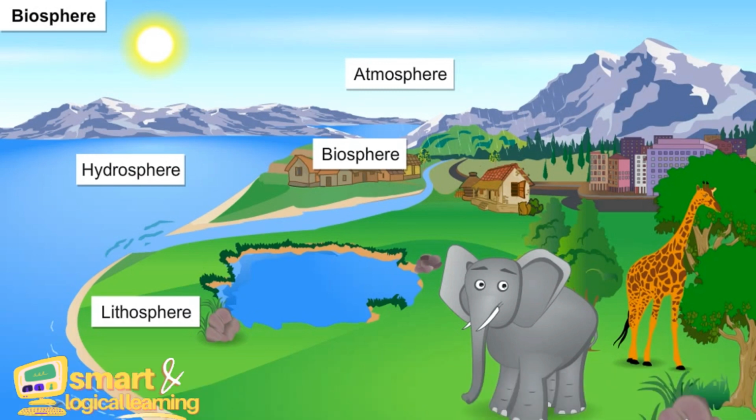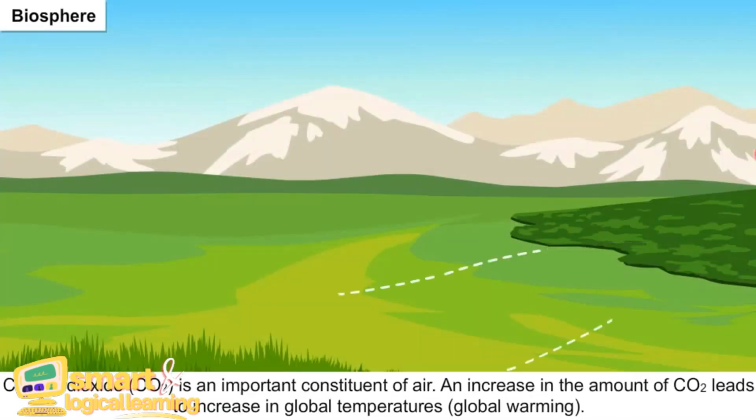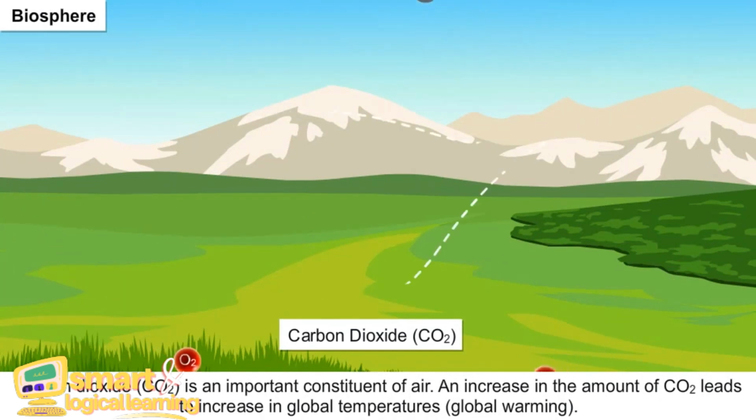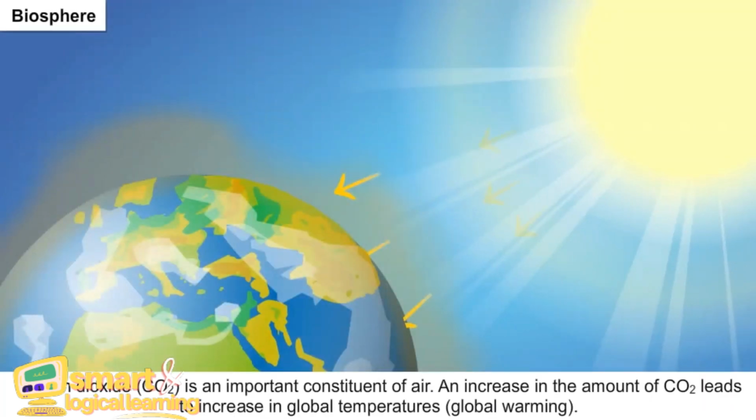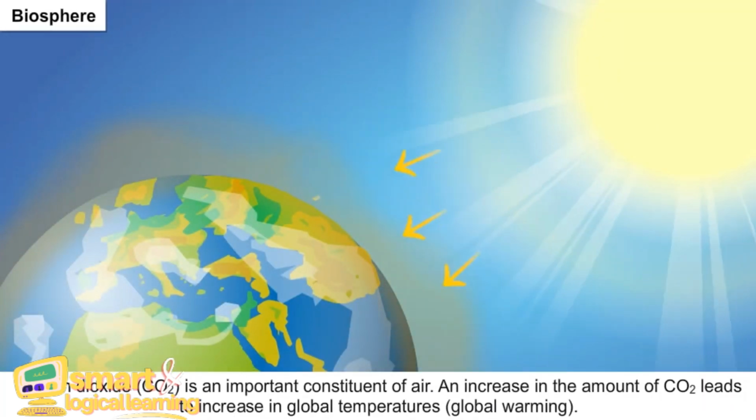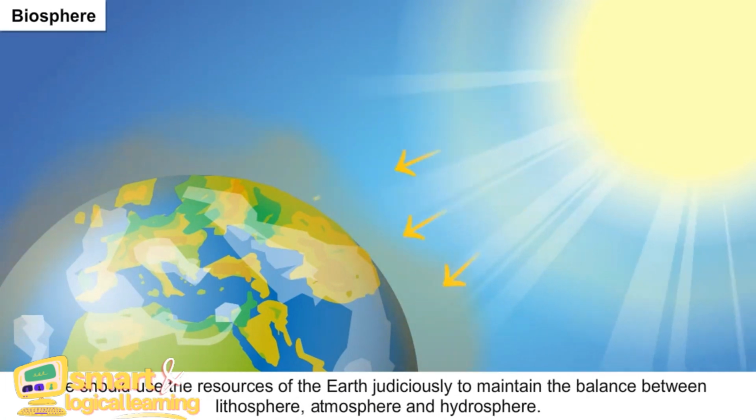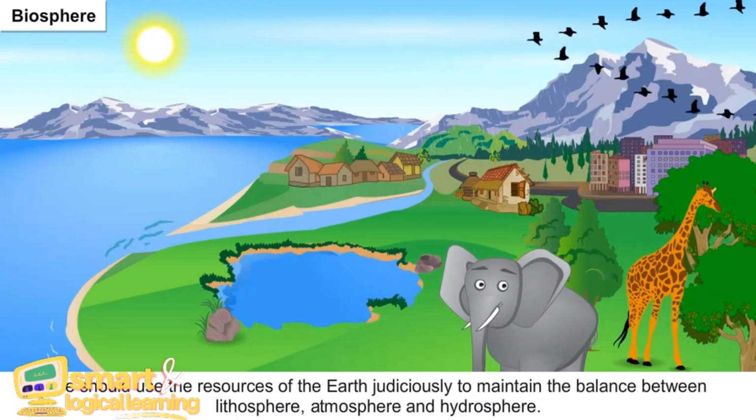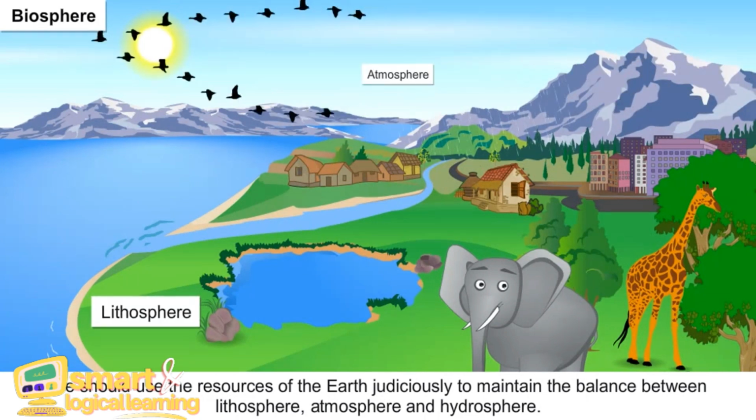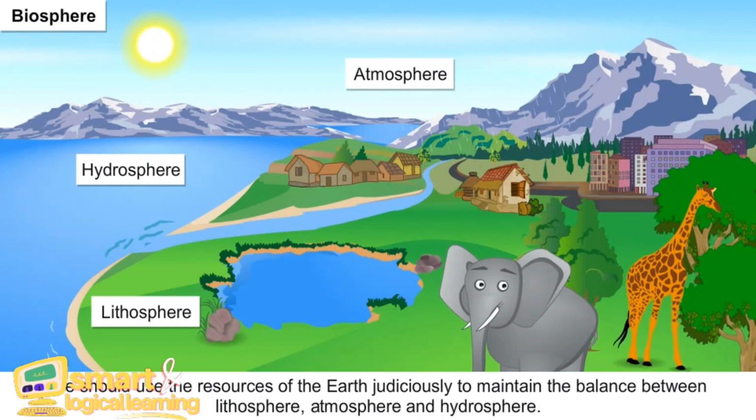The 3 domains of the Earth interact with each other and affect each other. All the living organisms, including humans, are linked to each other and to the biosphere for survival. Carbon dioxide or CO2 is an important constituent of air. An increase in the amount of CO2 leads to an increase in global temperatures, or global warming. Therefore, we should use the resources of the Earth judiciously to maintain the balance between lithosphere, atmosphere, and hydrosphere.